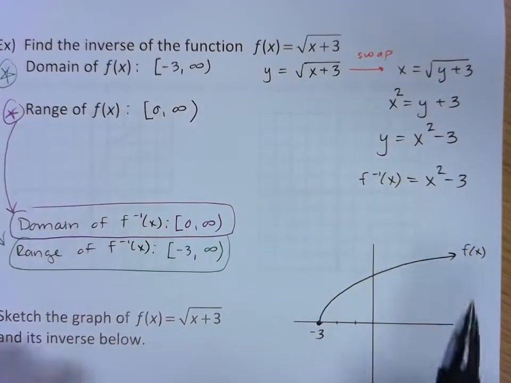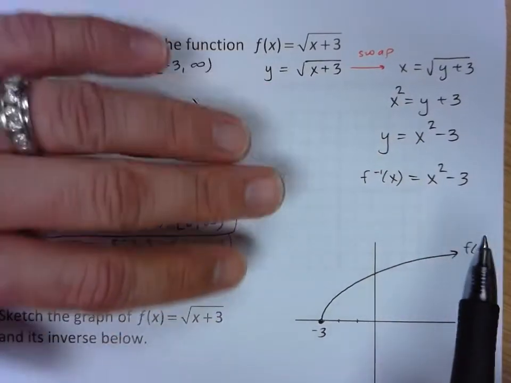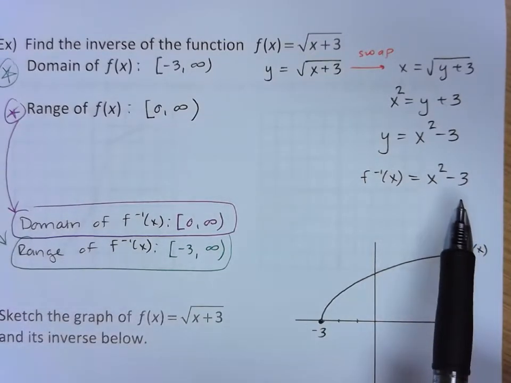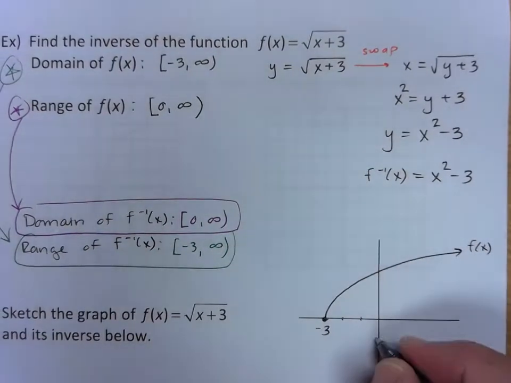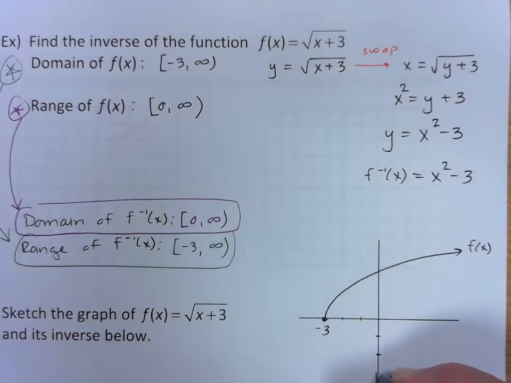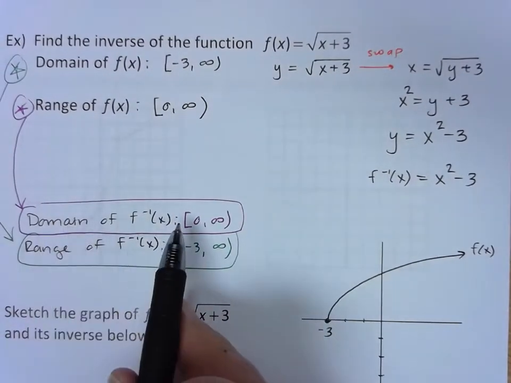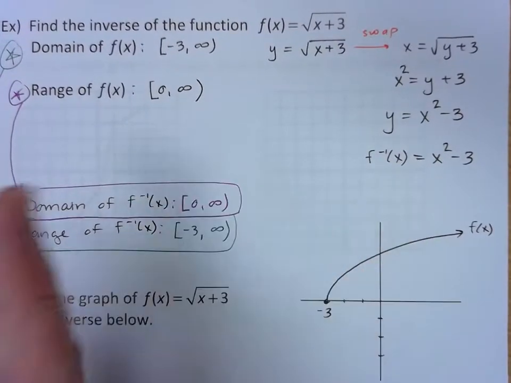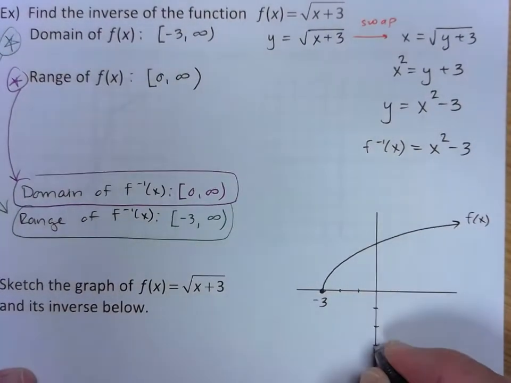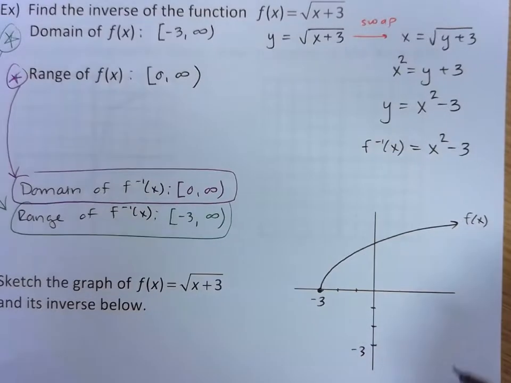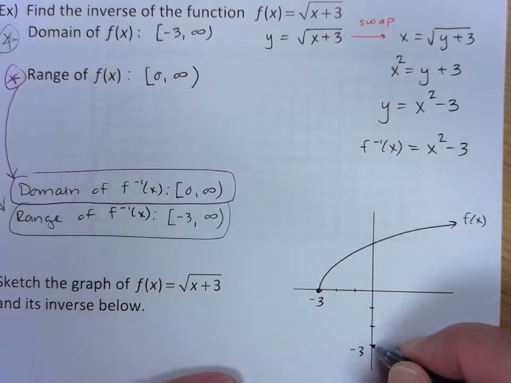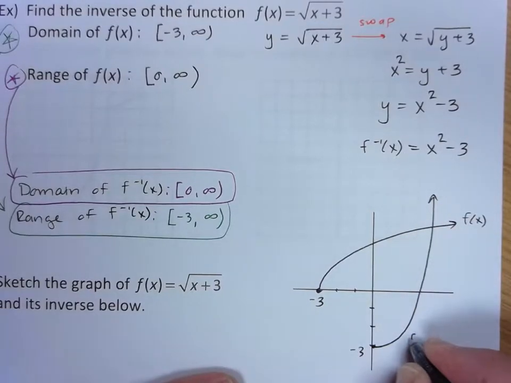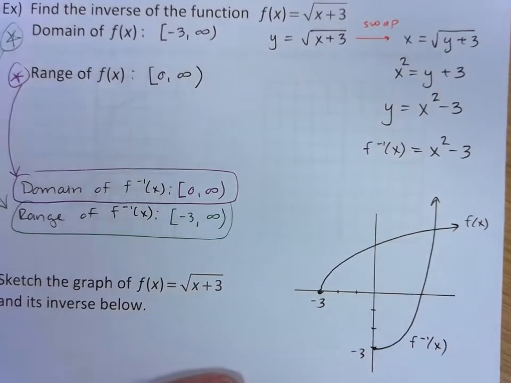Now this, again, if you didn't do all this analysis, you would think, well, I need a parabola shifted down by 3 and I'm done. Well, yeah, you do need a parabola shifted down by 3, but its domain is only 0 to infinity. It's not all real numbers. So you won't see the left half of the parabola. You'll see the parabola starting at a y-intercept of -3 and then opening upward something like this. See, that's the graph of f inverse, just half of a parabola.